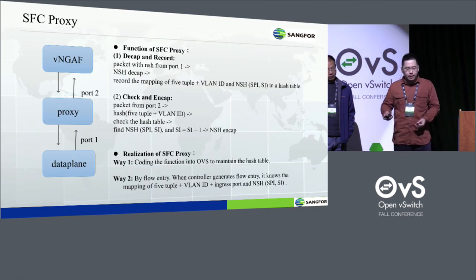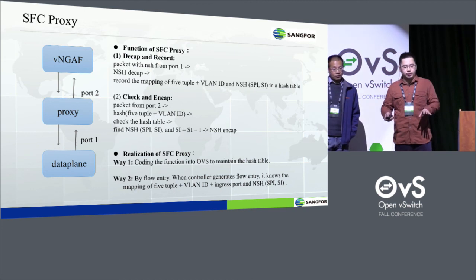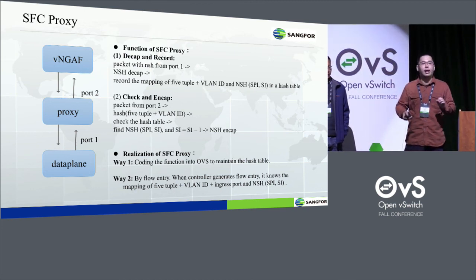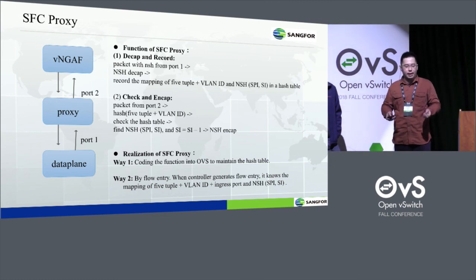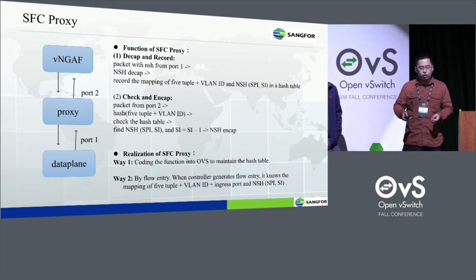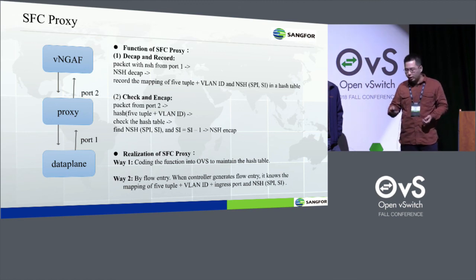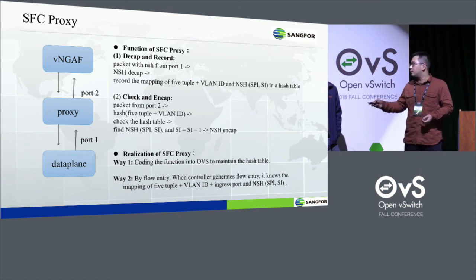Okay. Then let's see the SFC project. Each SFC project has 2 functions. The first function is decap and record. And the second function is track the hash table and encap the packet with the network function header. The picture here is one example.